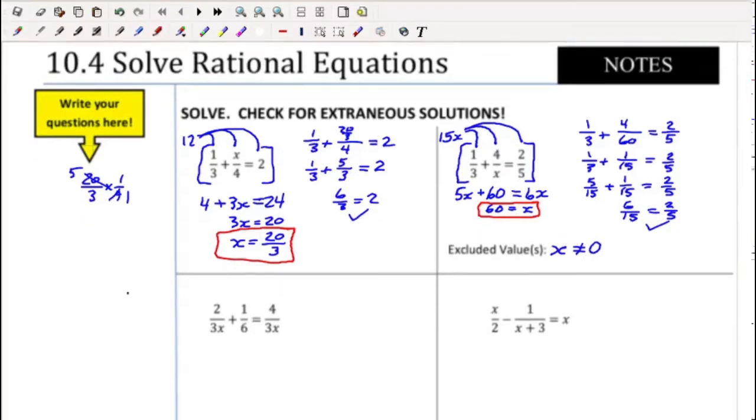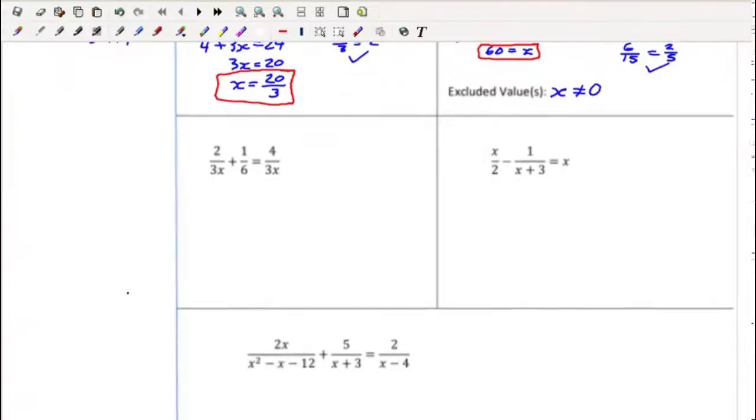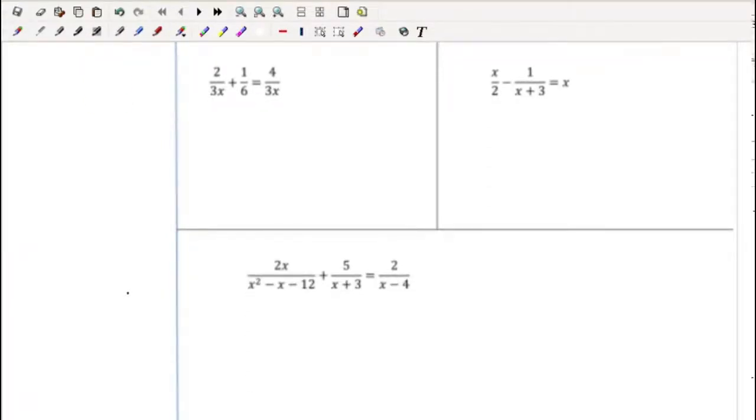Alright, why don't we try a couple more? Next one: 2 over 3x plus 1/6 equals 4 over 3x. Multiply by your lowest common multiple. Actually, try this one on your own. See if you can figure this one out for yourself. Then come back and check your solution. Don't forget to write down your excluded values.